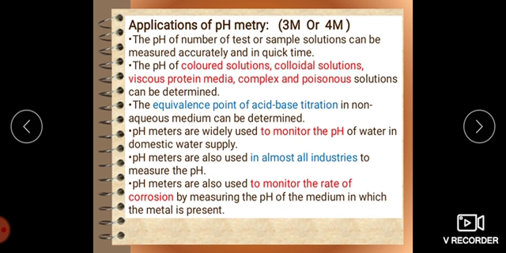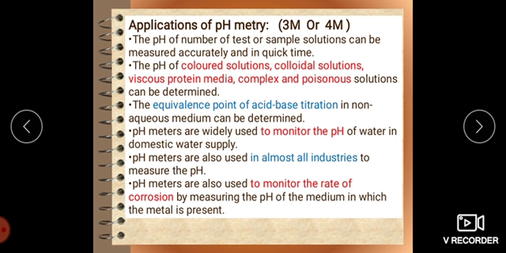Overall, there are some applications of the pH metry technique using the glass electrode. The pH of a number of test or sample solutions can be measured accurately and in less time. The pH of colored solutions, colloidal solutions, viscous protein, complex and poisonous solutions can be determined. The equivalence point of acid-base titration in non-aqueous medium can also be determined. pH meters are widely used to monitor the pH of water in domestic water supply. This is the most important use.